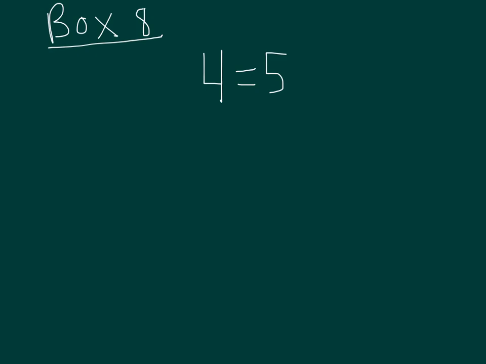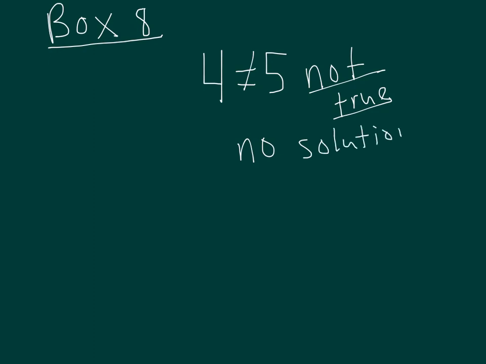So we worked out an equation. This is what we got. So what does that mean? Well, you look and you see, well, 4 equals 5. That's not a true statement. All right, 4 does not equal 5, so our answer is no solutions. And basically what that means is the equation they gave you is impossible to solve.